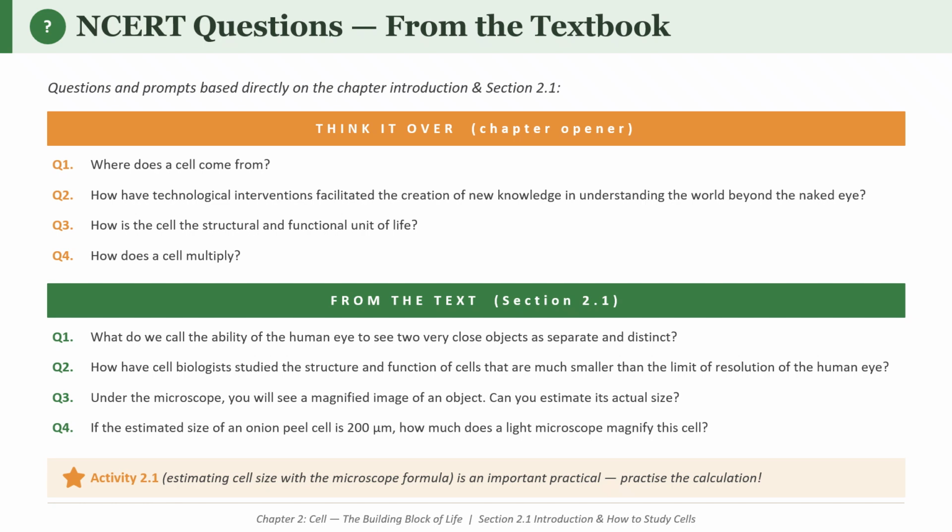Here are some NCERT questions from the textbooks, children. All these questions are already there in your textbooks. We'll have a separate video for these questions and answers also. You can go through them, right?